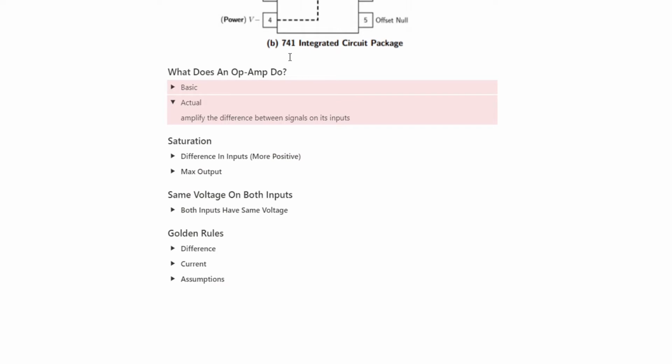So if one of the inputs is higher than the other, then the op amp will try to get them to be the same, so try to remove the difference between them. It'll take the one that's more positive. So if you've got 6 volts and minus 6 volts, it'll take the more positive one and try to bring it down to the less positive one. Yeah, I don't know. Let's have a look.